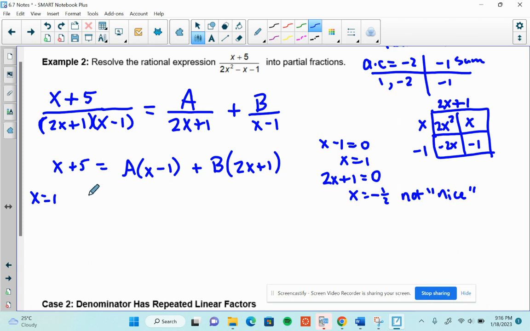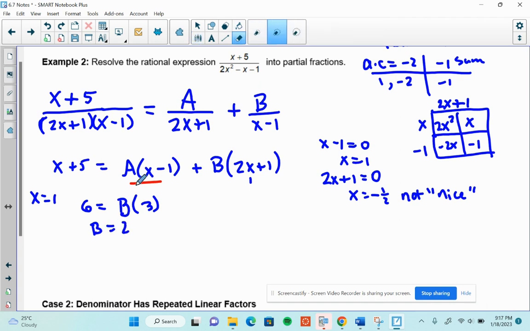Well, the x equals 1 is going to allow us to find b. Look what we get. We replace the x with a 1. We get 1 plus 5, which is 6, equals, on the other side, 1 take away 1 is 0. So this first piece disappears. That turns into 0. Right? So we have b times, if we plug in a 1 for x, 2 times 1 is 2, 2 plus 1 is 3. So we have 6 equals 3b, or b equals 2.